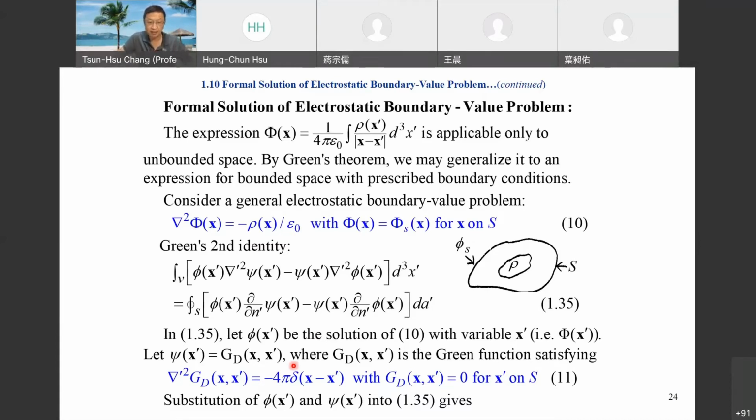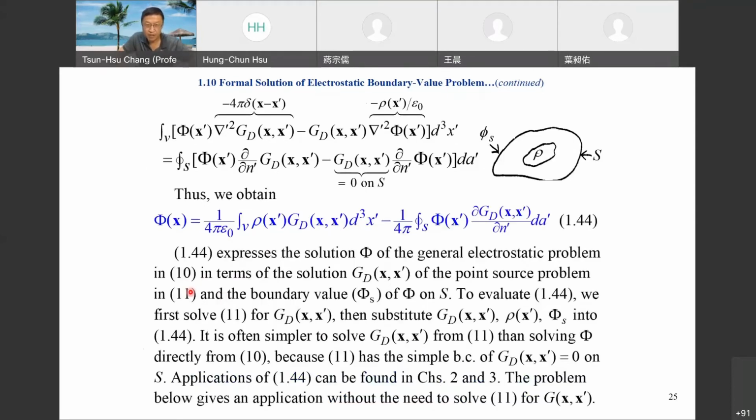Yes, let me show you how to do that. This one substitute to here. This is the integral of the Dirac delta function. So the solution will be only one value, x. The next one, substitute everything to here.